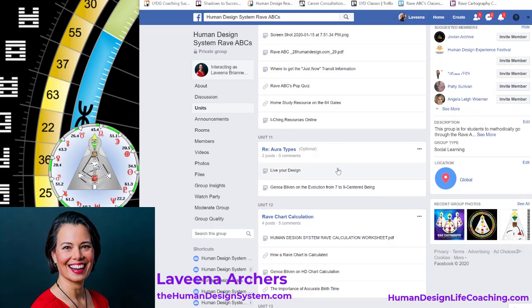And I found a couple of other things that might be helpful under Unit 11, which is about aura types. There's not a specific class in ABCs about aura types. It's just a constant thematic that we deal with.